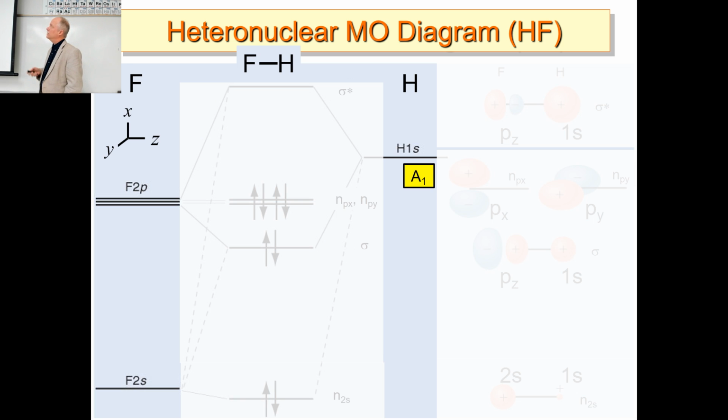And so this is the symmetry from the character table, A1 for the s orbital on hydrogen. It's going to be A1 for the s orbital on fluorine. And the pz orbital on the fluorine is going to be A1. So we could go back to the character table and see that there's 3 A1s in these atomic orbitals. And what did I just tell you to write down? Atomic orbitals of the same symmetry can mix.